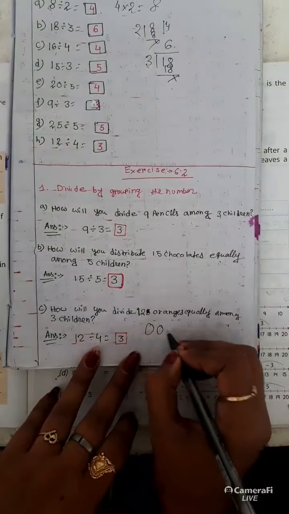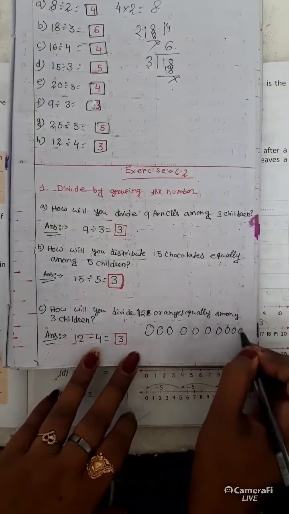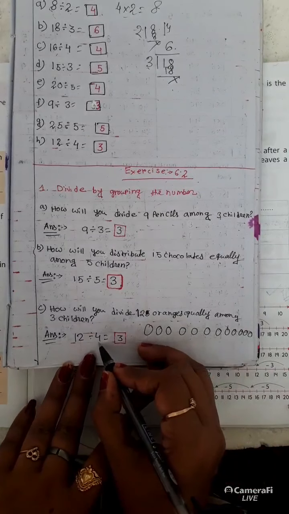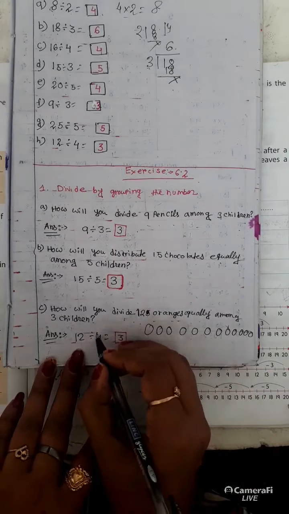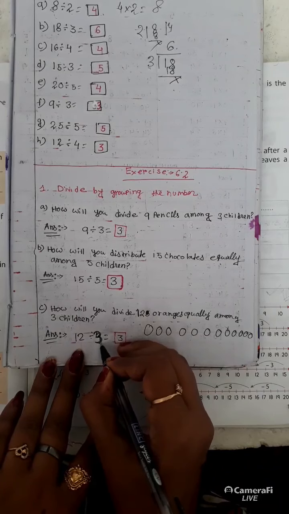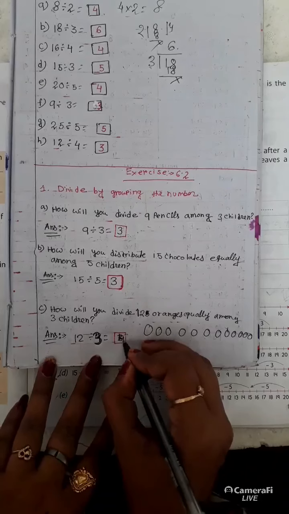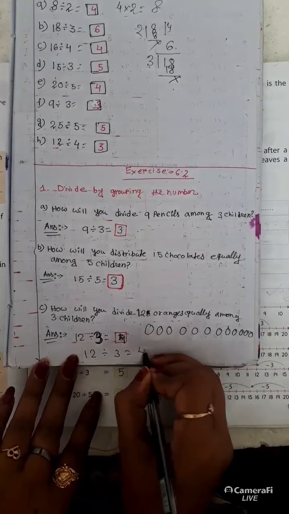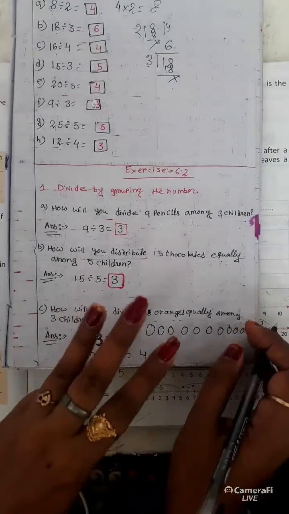So 12: 1, 2, 3, 4, 5, 6, 7, 8, 9, 10, 11 and 12. So I need to divide this among 3 children. So 12 divided by 3, and answer will be 4. 12 divided by 3 is 4.